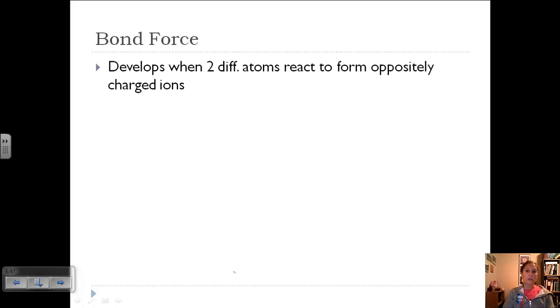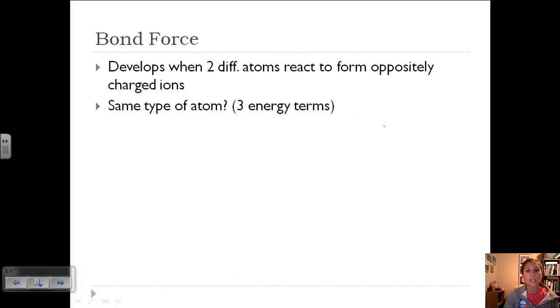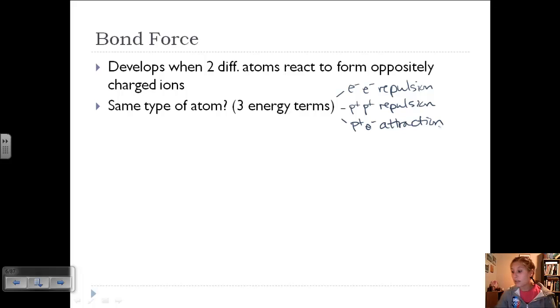Okay, so let's talk a little bit more about bond force. This develops when two different atoms react to form oppositely charged ions. So you would say, okay, well, we're forming oppositely charged ions. What happens if we put two of the same type of atom together? And we have three energy terms. One is electron repulsion, so that's going to provide some repulsive energy. The second one is proton repulsion, so again, repulsive energy. And the third one is proton-electron attraction. And so that's our third energy term.